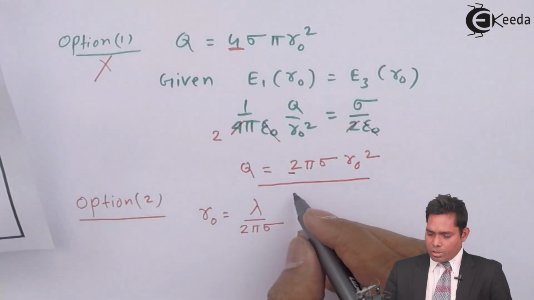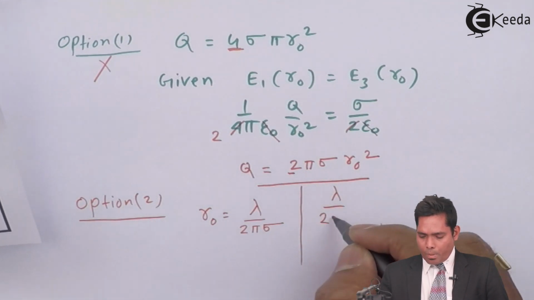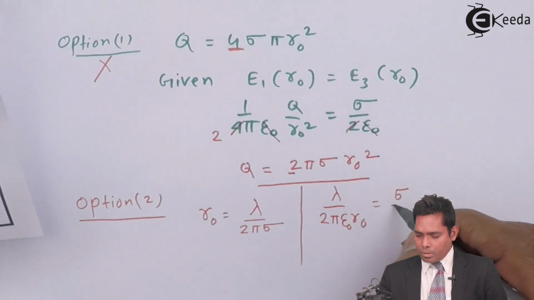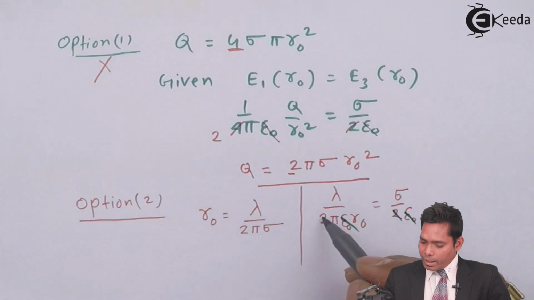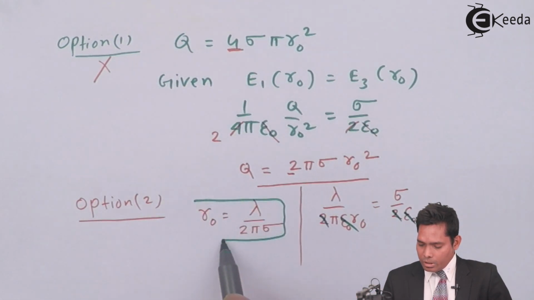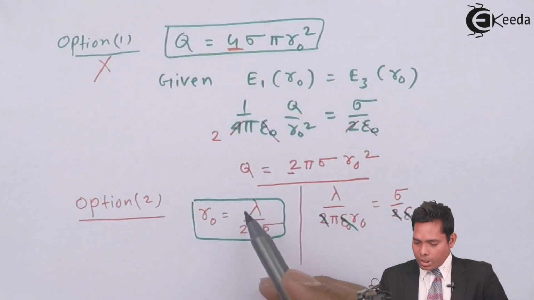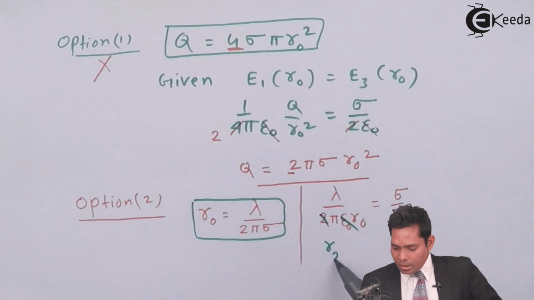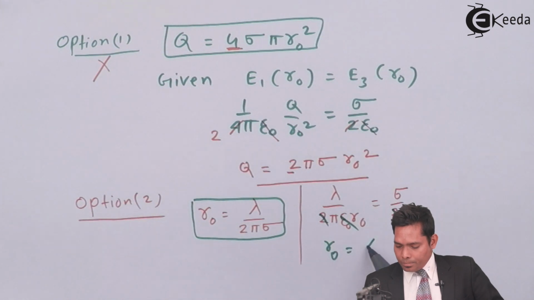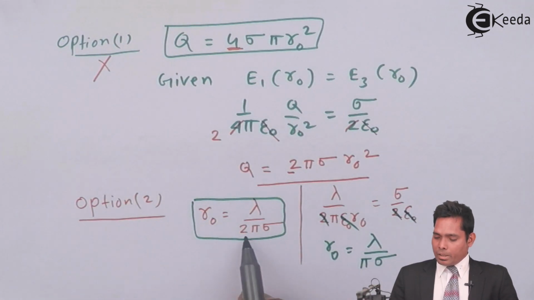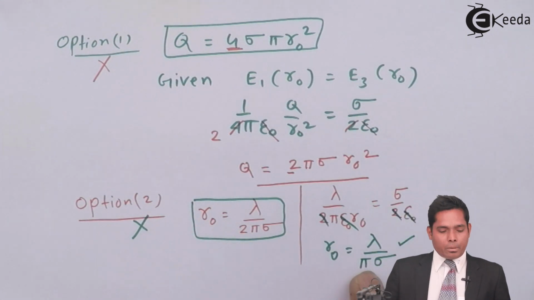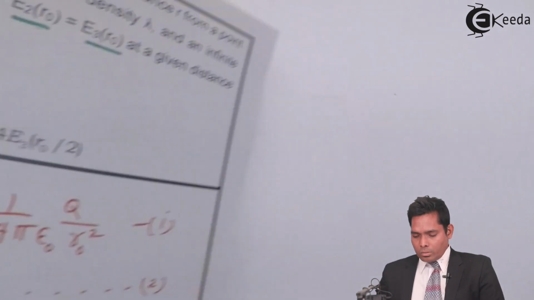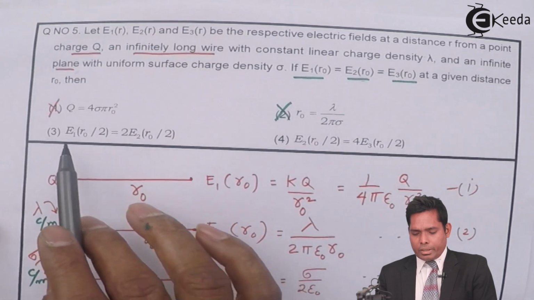Because that is given, I will directly write and check: lambda upon 2 pi epsilon naught R naught equals sigma upon 2 epsilon naught. Epsilon naught cancels out, 2 cancels out. To check this one, I have to keep R naught on one side, so this will be lambda upon pi sigma. That's all. This is the value I am getting, but here it is 2. So this option is wrong, because 2 is there. It should not be 2, because we are getting pi only. So option 2 is also wrong.